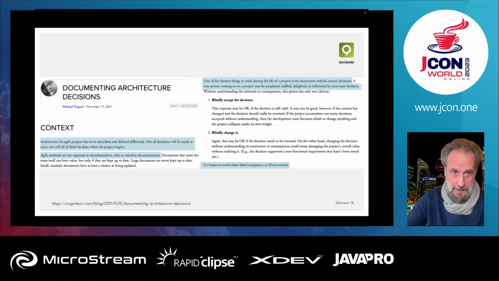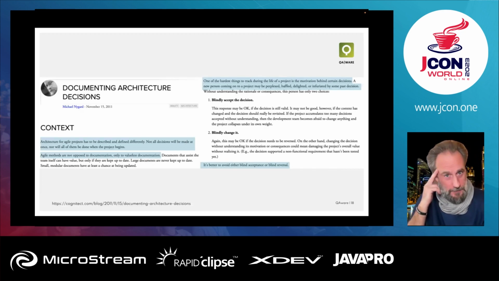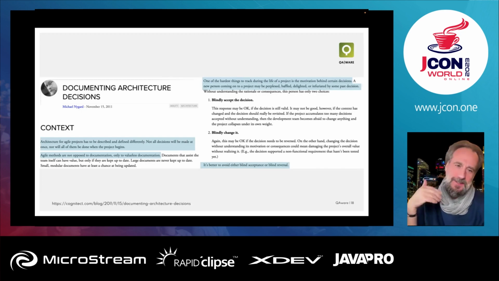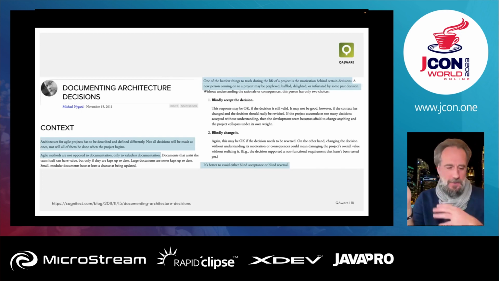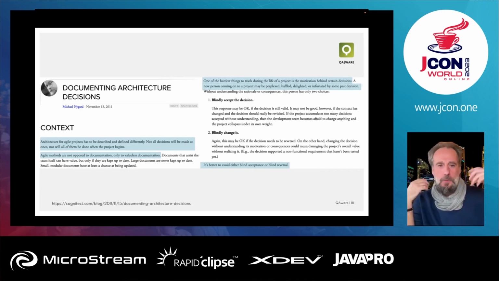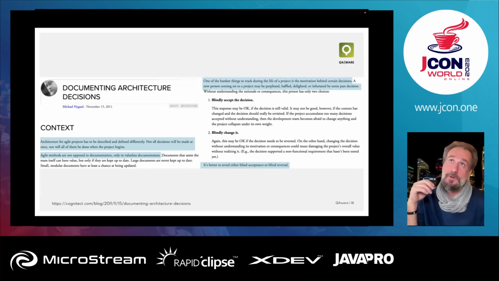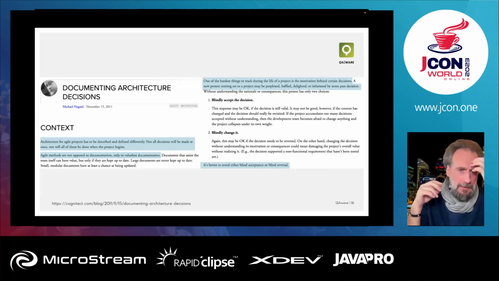Now, Michael Nygard back in 2011 introduced basically the dilemma of taking architecture decisions in an agile project. Remember, we don't have big upfront design and big upfront documents anymore. So what will happen is that not each and every important decision is known at the start. You will not take each and every decision at the start of the project.